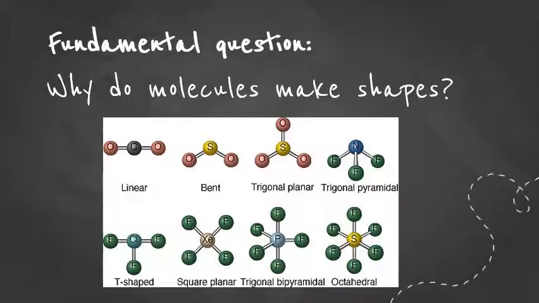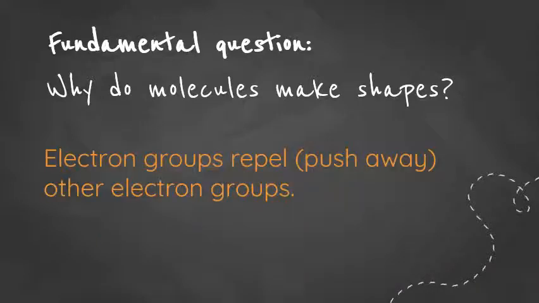So we're going to use this information about electron groups to now answer that fundamental question we asked at the beginning of class. Why do molecules make shapes? And the short answer to that is that electron groups, ones we just looked at, those bonded pairs, those lone pairs, are going to repel, aka push away, other electron groups.